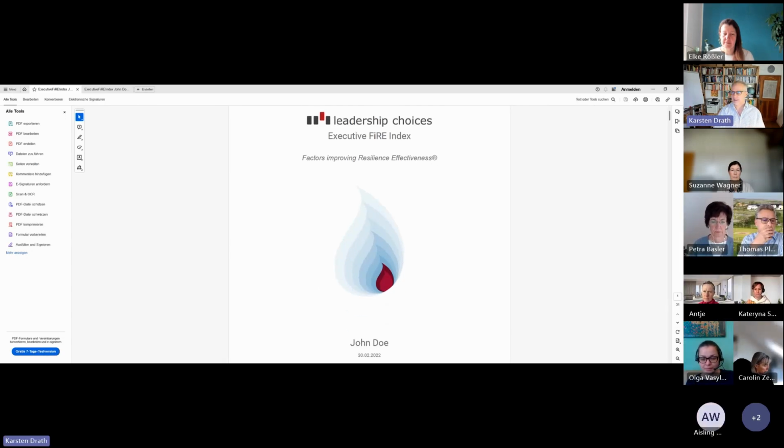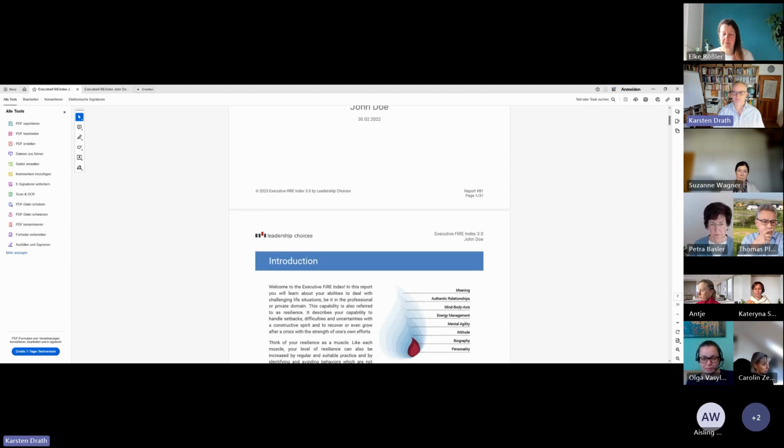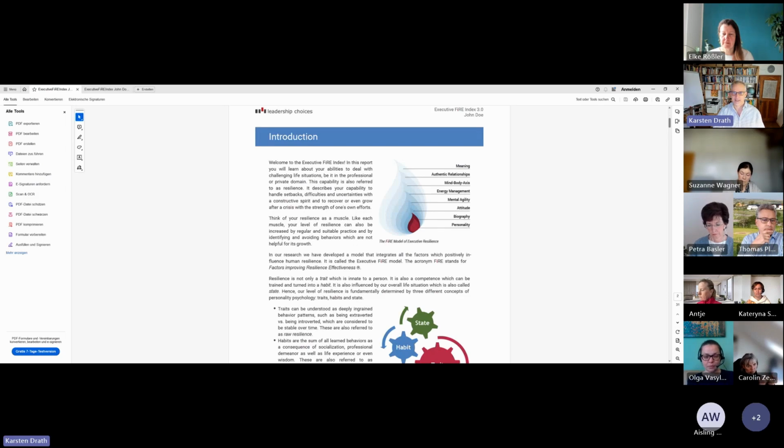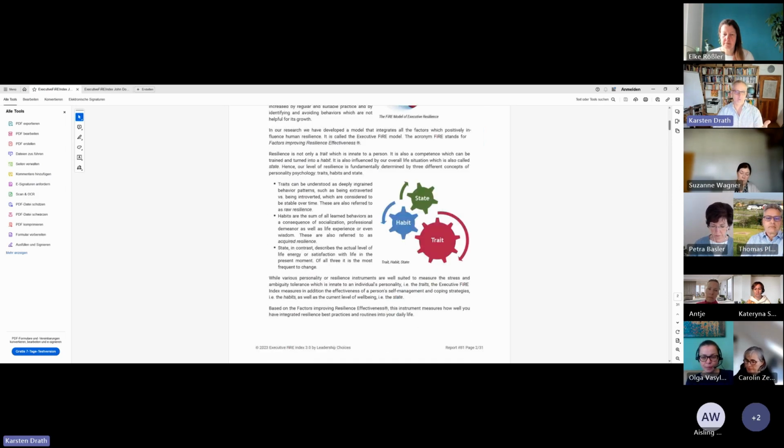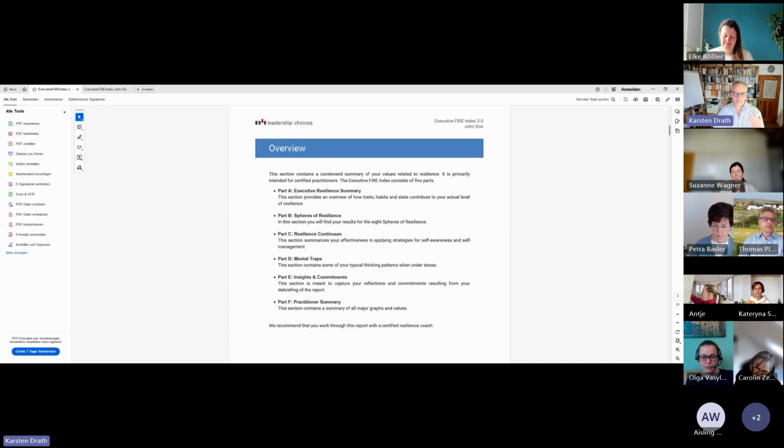So the executive FiRE index has a certain structure that fits a typical executive presentation, in the sense that there's a bit of an intro that most people don't read. And then there is a summary of a structure, which is the different parts that we have. So we have the executive summary, the spheres of resilience, the resilience continuum, the mental traps. Then there is a reflection part, which is static. There's simply a collection of questions. And then there is the practitioner summary.